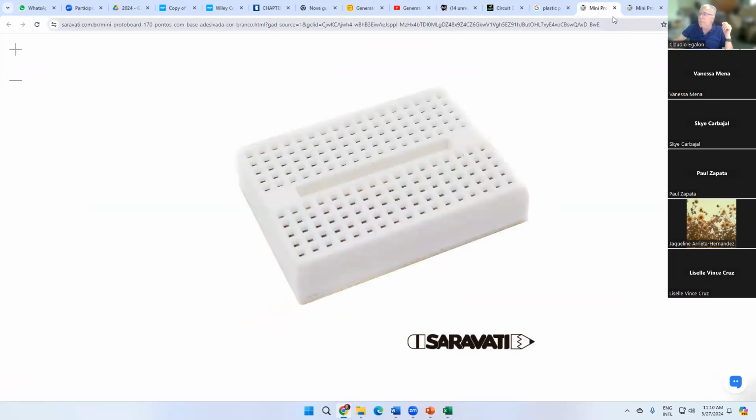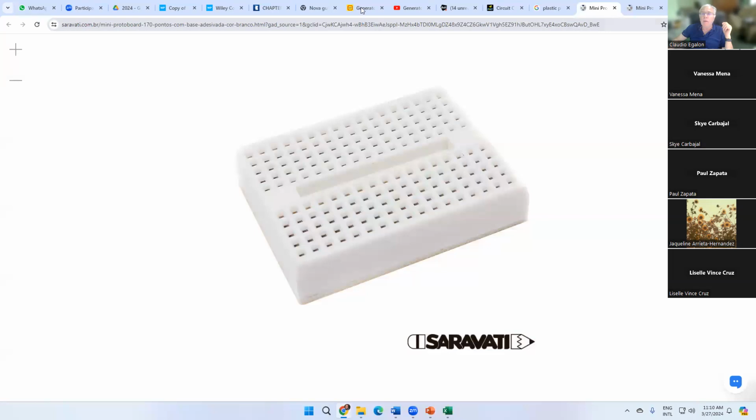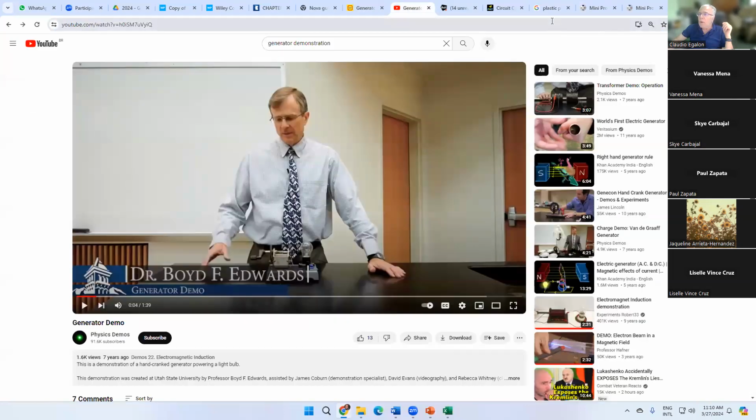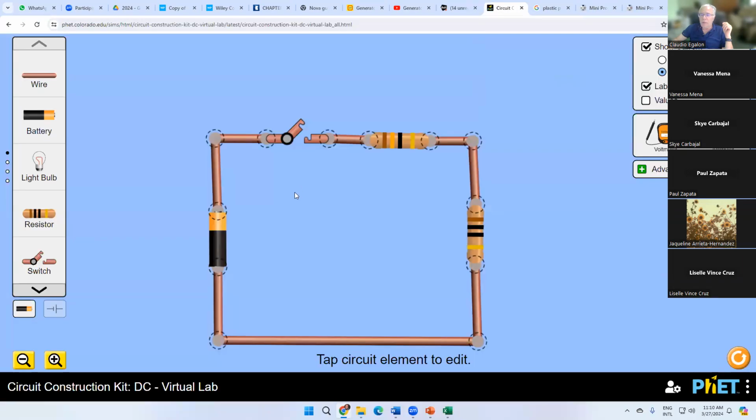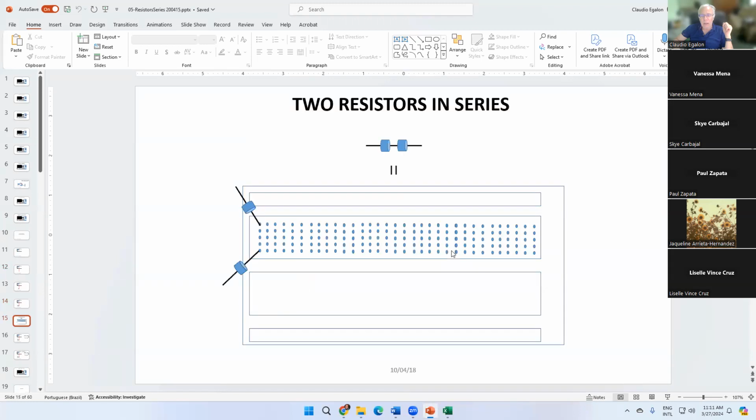And that's how they look. Protoboard. And I also produced a protoboard. Here you go: power supply, cable. We're going to build our circuit just like the one you saw in the simulation. Battery, 10 volts. Then the cables. One cable coming up from the positive side of the battery, resistor 1 in series, resistor 2, and here is my protoboard that we have there at LA Harbor.